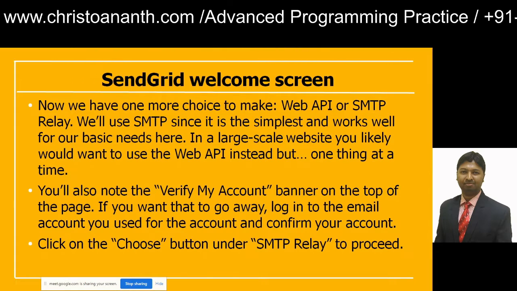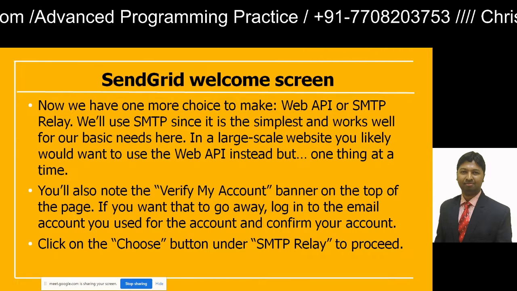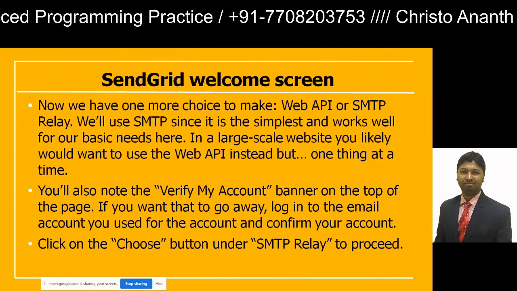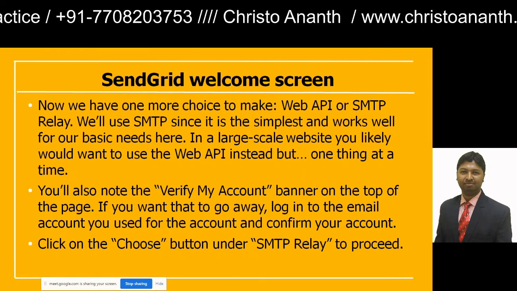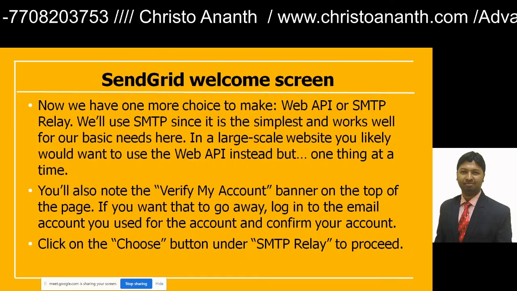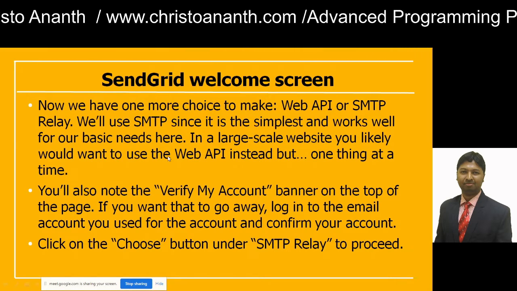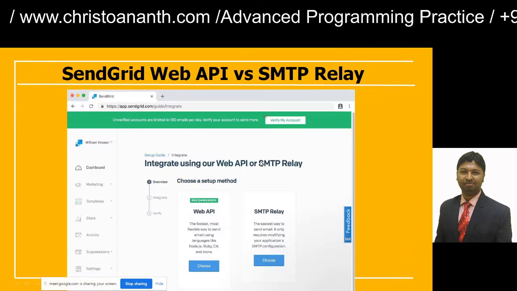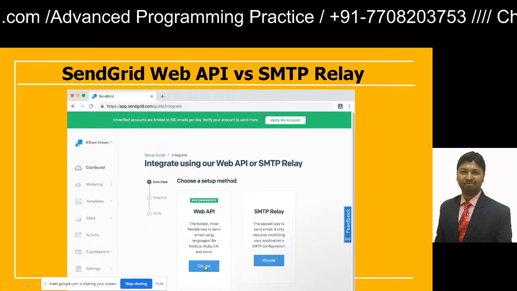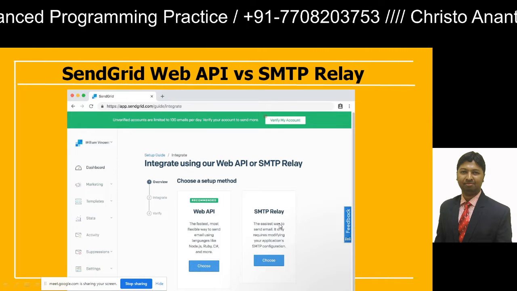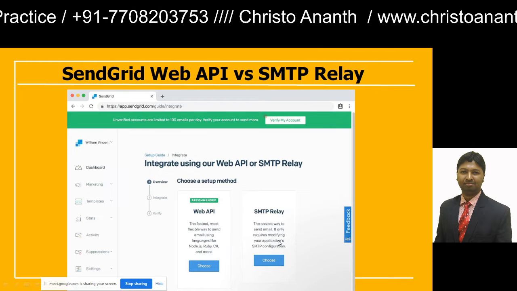Also note the verify my account banner on the top of the page. You can log into your email account and then confirm your account. Then you click on the choose button under the SMTP relay to proceed with SMTP relay. For web API, you click on this choose button in order to go with web API. Normally we will go with the SMTP relay.